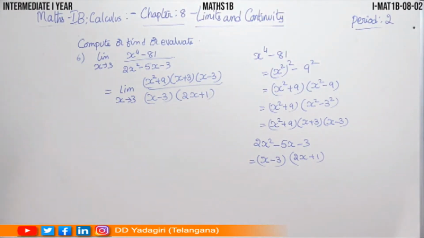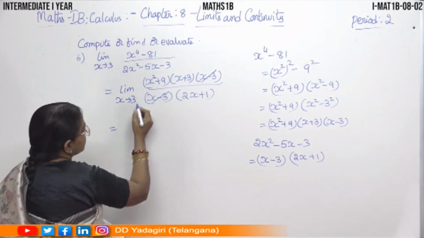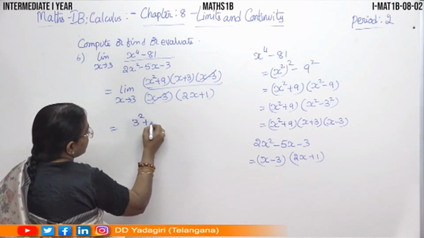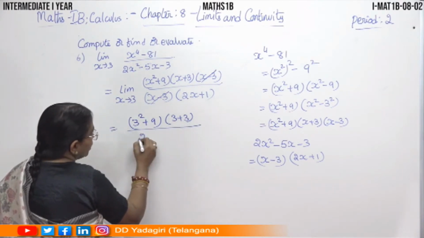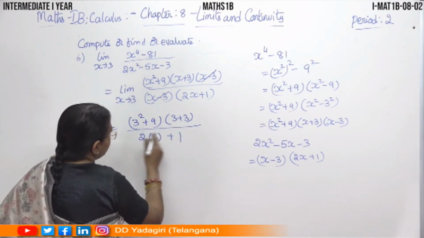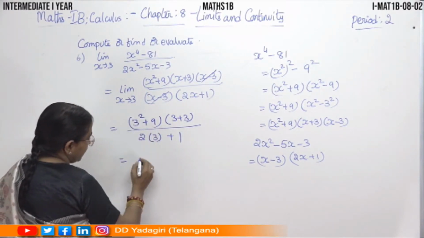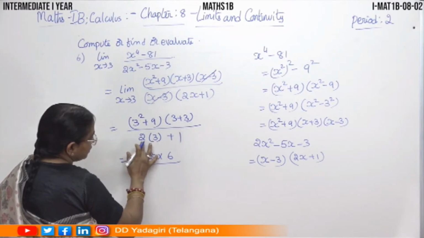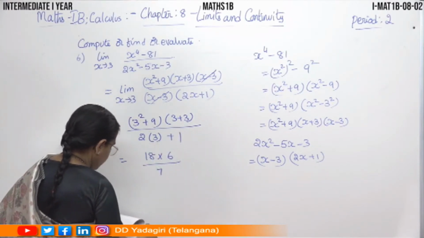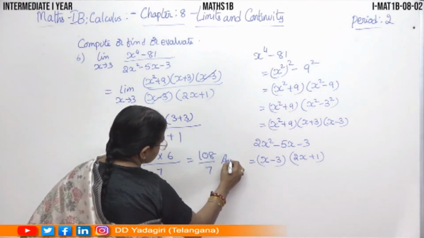Now you can cancel x minus 3, and when you substitute, it is not becoming 0. So it is 3 square plus 9 into 3 plus 3 by 2 into 3 plus 1. You are substituting, so you are not writing this limit. So 9 plus 9, 18, 18 into 6 by 6 plus 1, 7. So it is equal to 108/7. This is the answer.